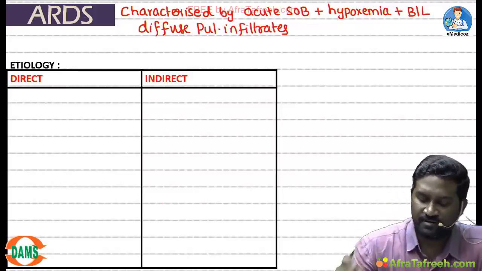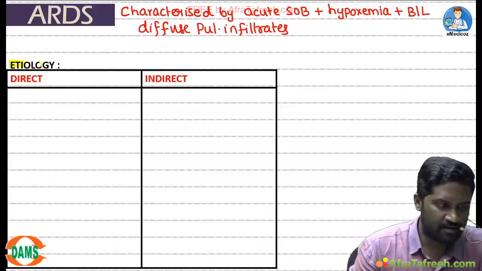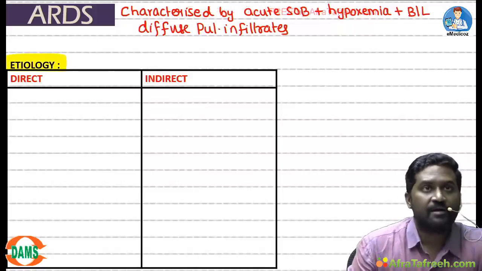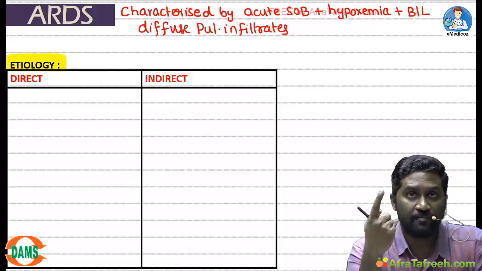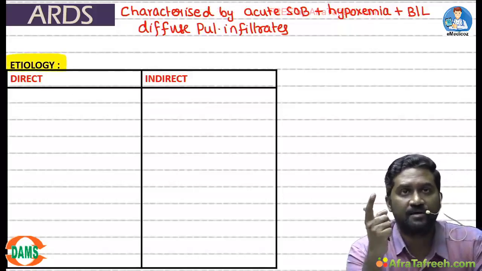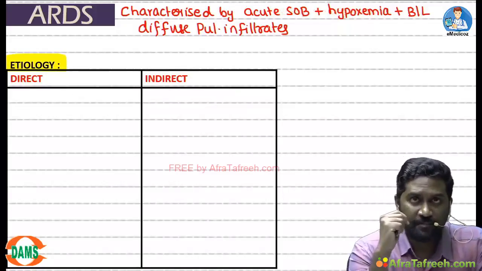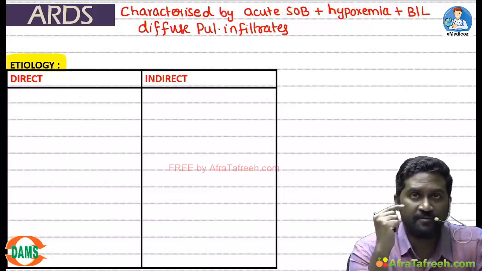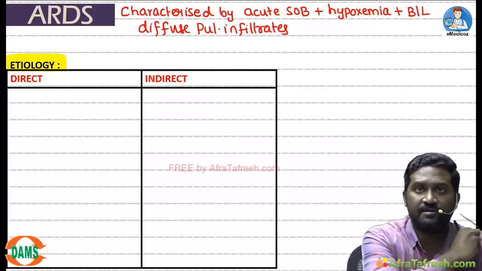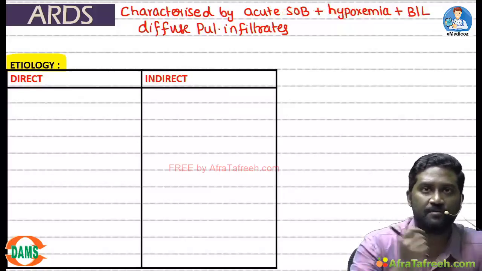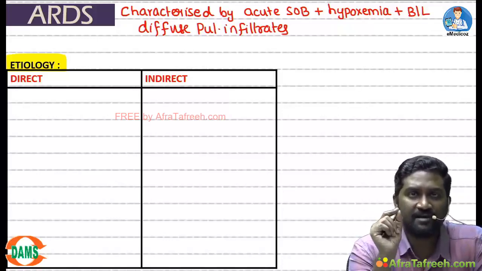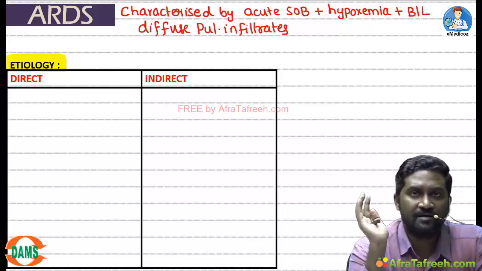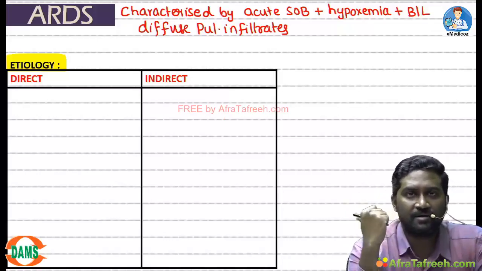The etiology can be classified into direct causes and indirect causes. Direct cause means the disease first starts in the lung, and as a complication ARDS develops. Indirect means it happens in some other system as a part of systemic inflammatory response syndrome. These inflammatory mediators reach the lung, damage the lung, and result in ARDS. Let it be either direct or indirect.